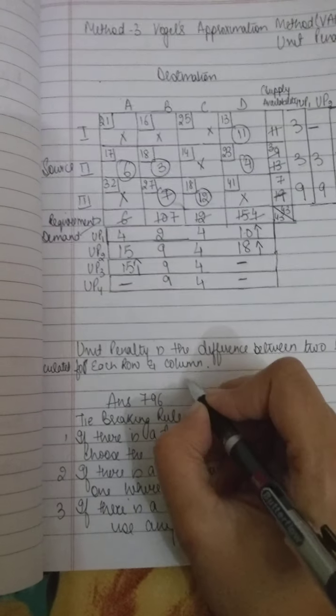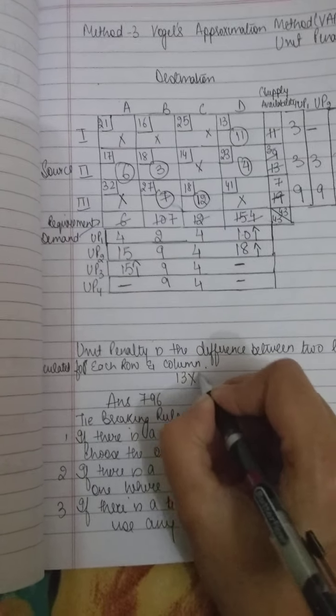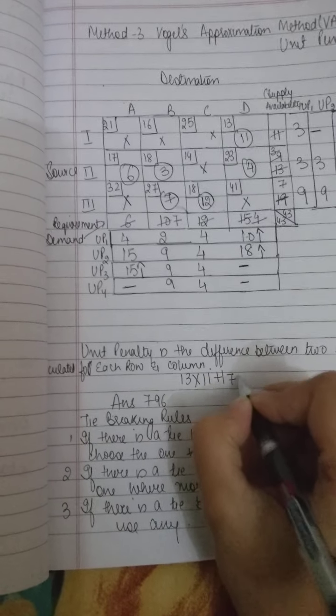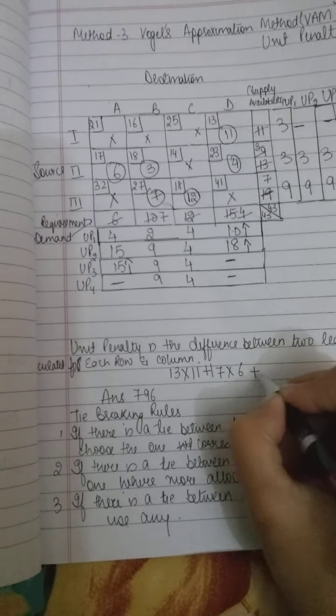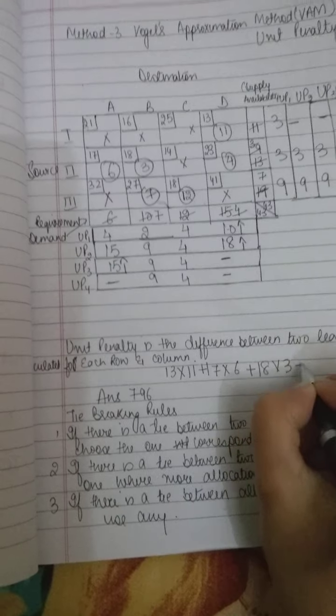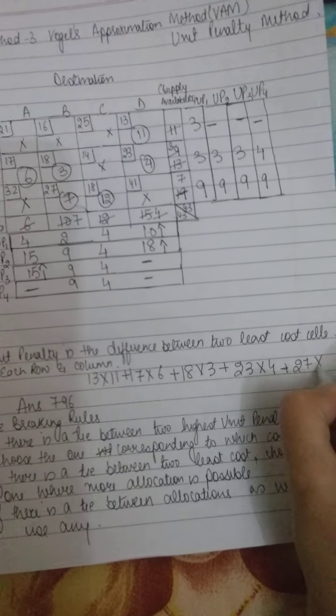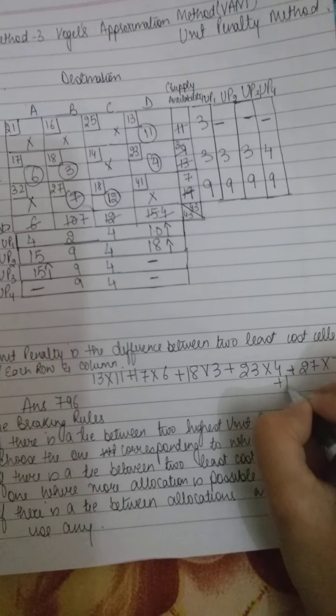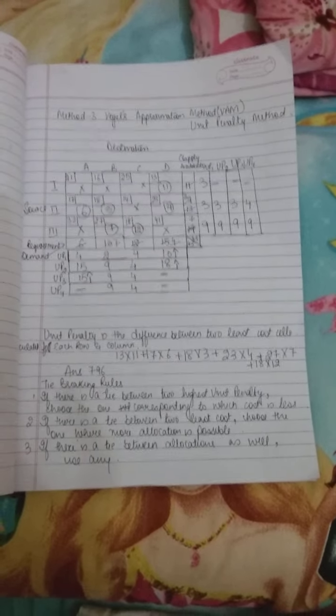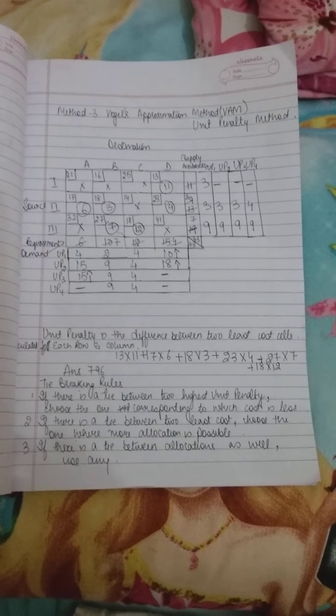So we'll calculate the cost in the similar manner. That is 13 into 11 plus 17 into 6 plus 18 into 3 plus 23 into 4 plus 27 into 7 plus 18 into 12, which comes out to be 796. Note these rules. So with this, the method ends.